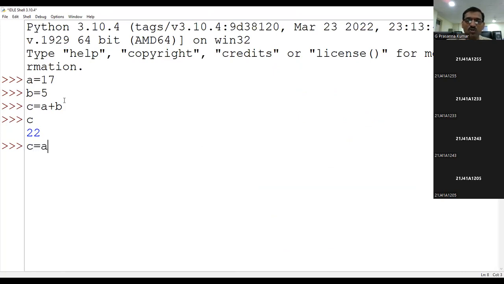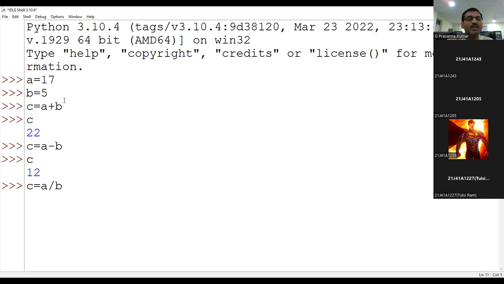Similarly, c equal to a minus b. C is 17 minus 5, which is 12. Similarly, c equal to a divided by b. What is this? Here, a divided by b gives a float result, that is 17 by 5, which is equal to 3.4. It is called the float result. It is called the single division.